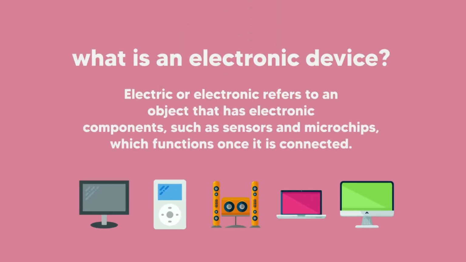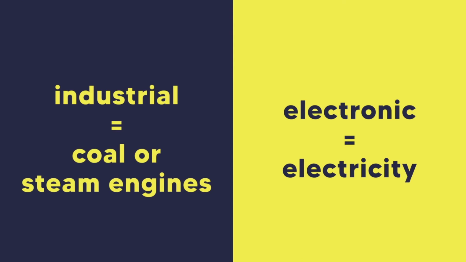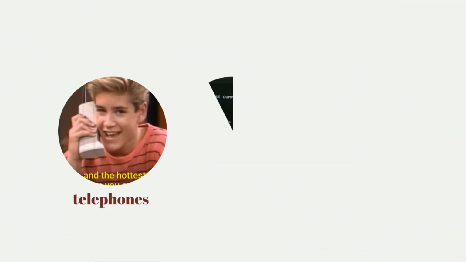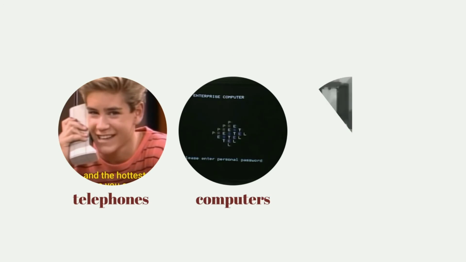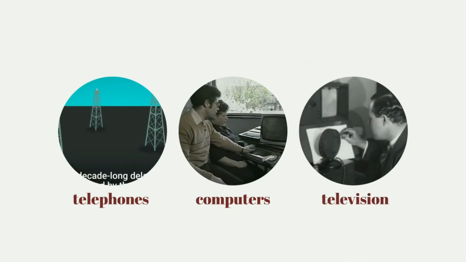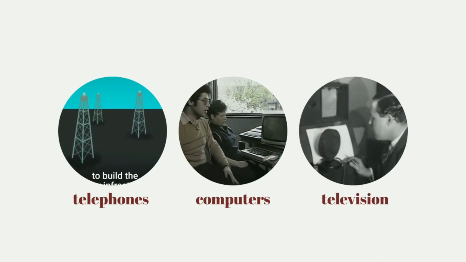But first, what is an electronic device? Electric or electronic refers to an object that has electronic components, such as sensors and microchips, which functions once it is connected. The industrial age will always be synonymous to its successor, which is the electronic age. These technologies, so-called embedded technology, wherein a microchip will allow an equipment to work on its own using electricity. However, these needed non-renewable resources.